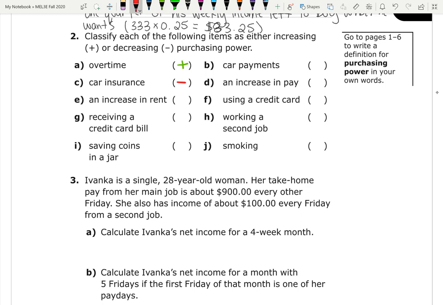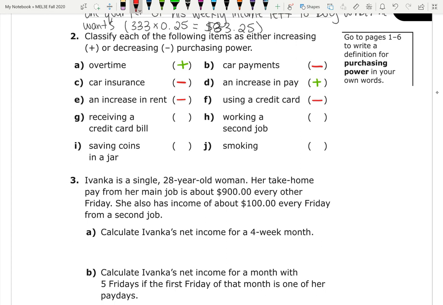Car payments? An increase in pay? Yes. If you get a bonus or a pay increase, then you have more money, which will increase your purchasing power. An increase in rent would decrease your purchasing power. Using a credit card would decrease your purchasing power, because when you use a credit card, interest rates are so high, about 20%. So usually if you don't pay your credit card off right away, then you're collecting interest and you're actually paying a lot more for items that you paid with your credit card than their original cost.